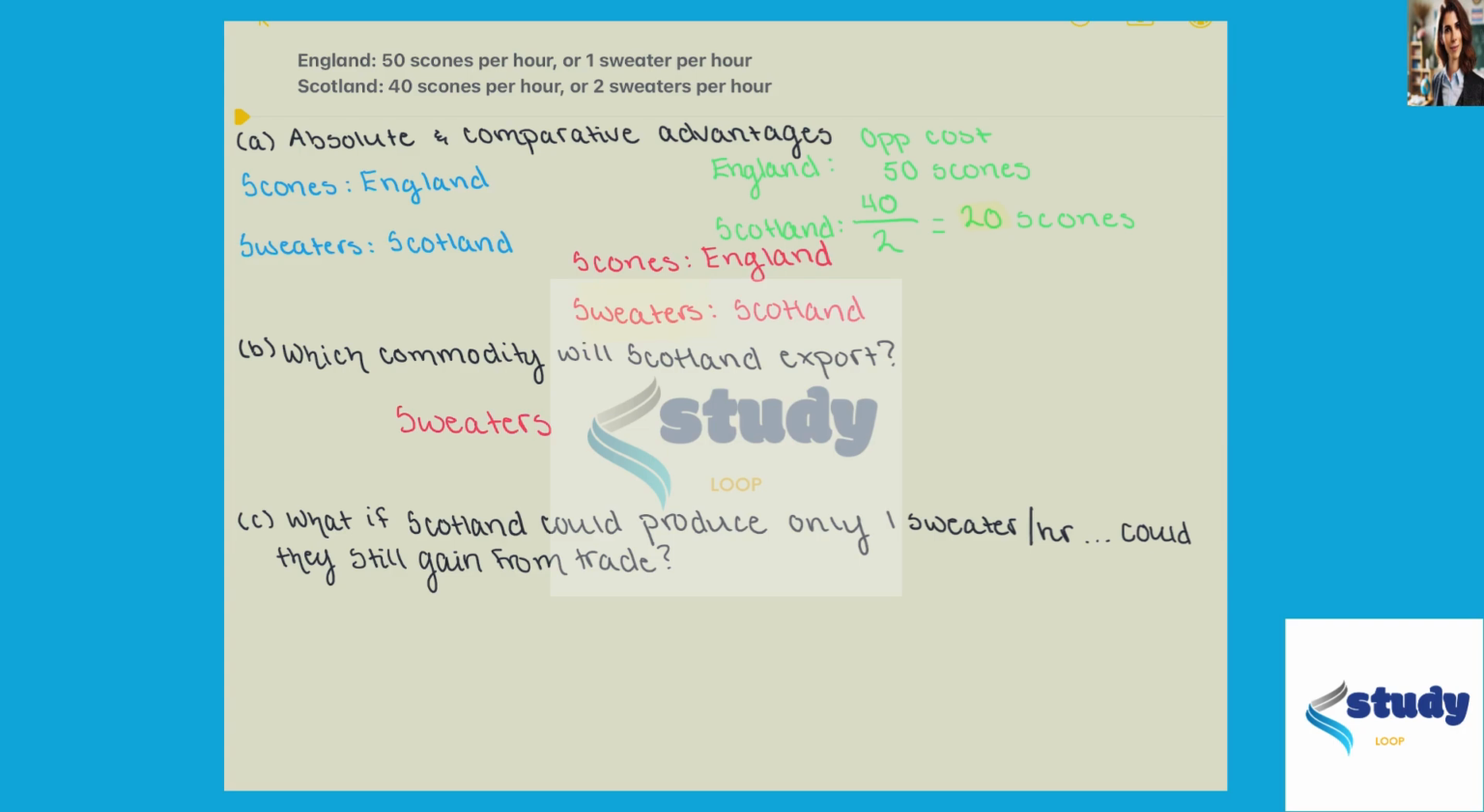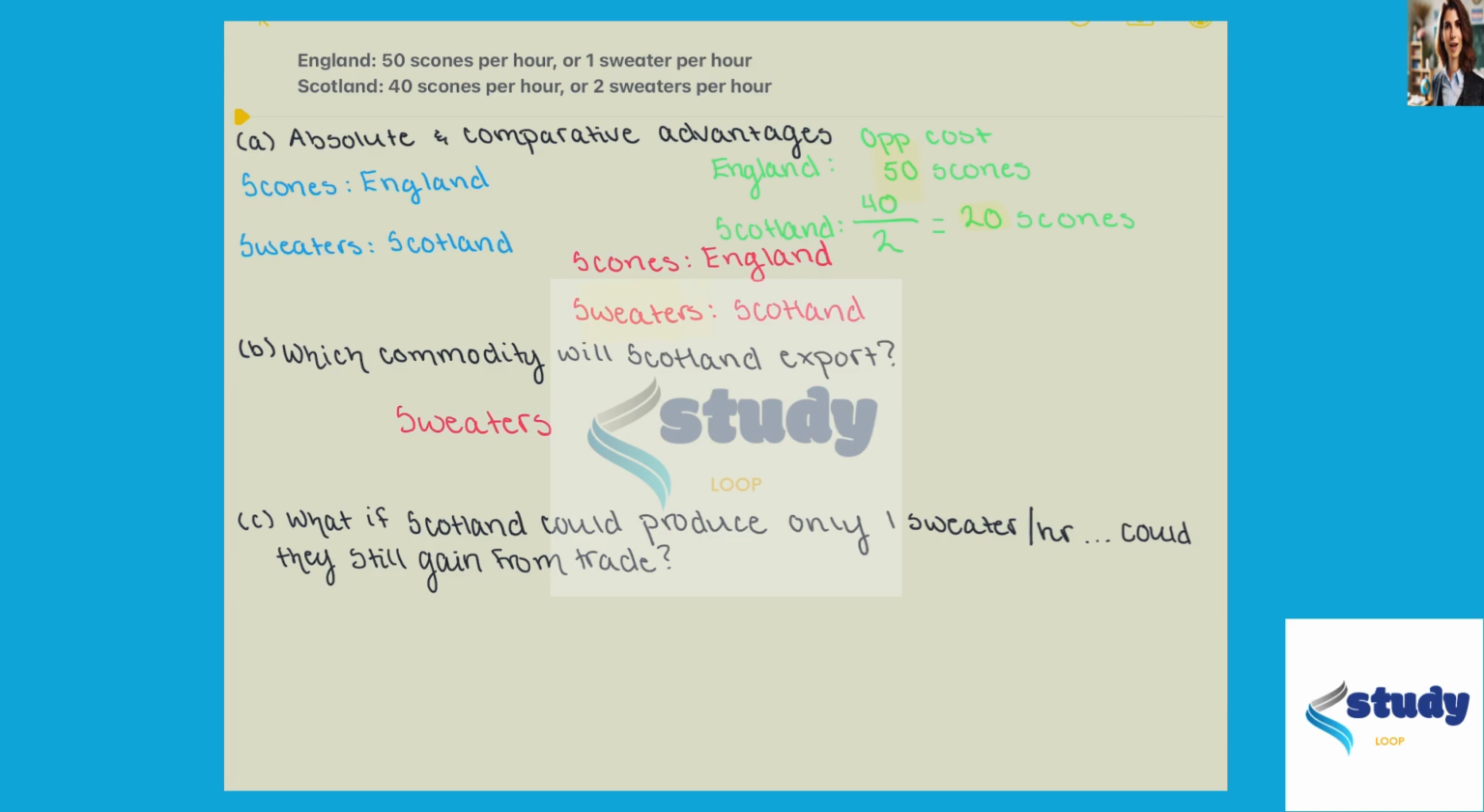All right, now part C is asking us, what if Scotland could only produce 1 sweater per hour? So initially they could produce 2 sweaters per hour, but now they can only do 1. We want to know if Scotland could still gain from trade with England if they could only produce this 1 sweater per hour. So we may want to recalculate our comparative advantages. We can leave England's alone, where we found that the opportunity cost of a sweater is 50 scones. But now let's redo this for Scotland.